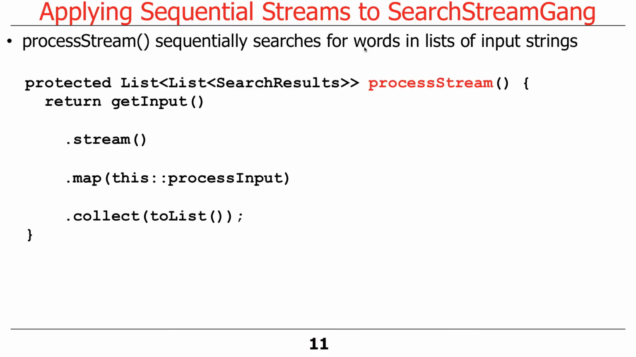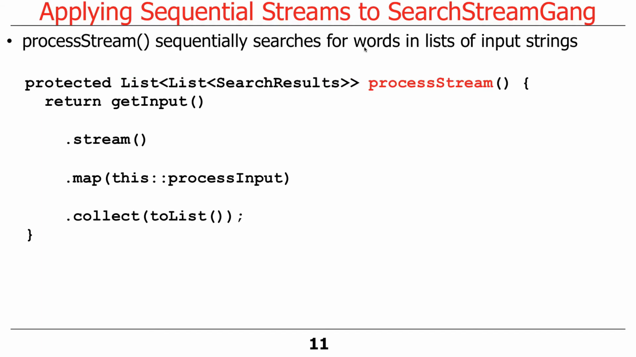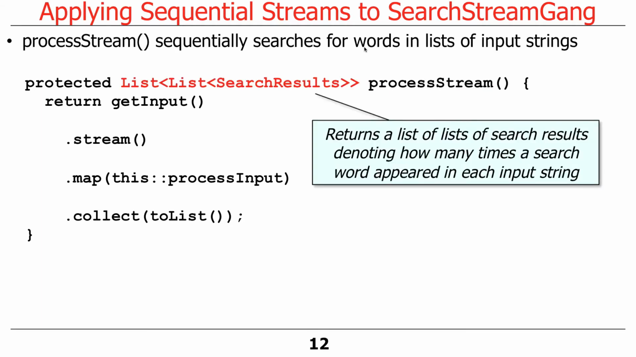OK, so let's take a look at process stream. Process stream is going to be used to sequentially search for words in a list of input strings. And here's how it's going to work. Process stream is a method that returns a list of search results. For every input string we look at, because you might have 10 different input strings, which could be files, 10 files, whatever, it's going to give us back a list of search results for the things we looked up in each of the inputs.